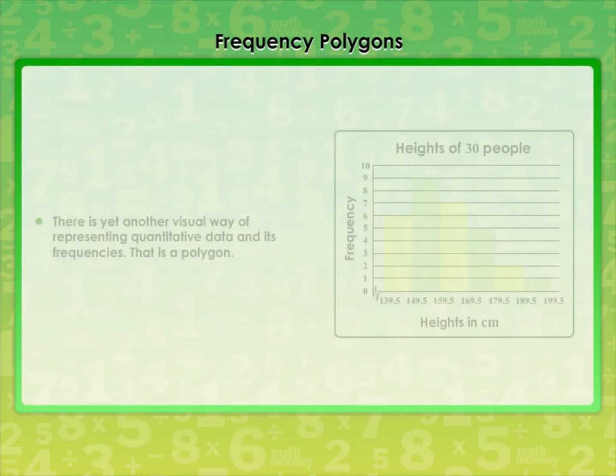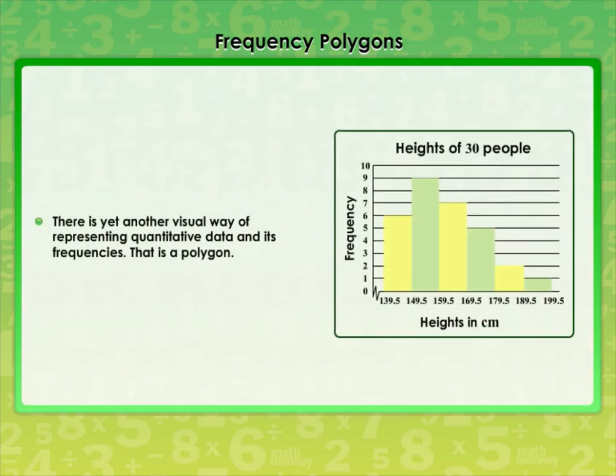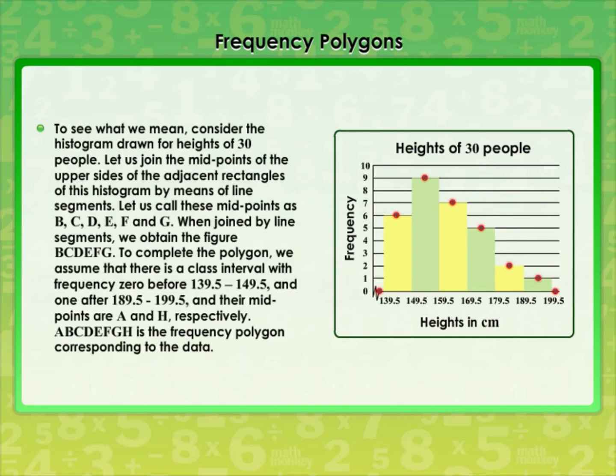Frequency polygons. There is yet another visual way of representing quantitative data and its frequencies. That is a polygon. To see what we mean, consider the histogram drawn for heights of 30 people. Let's join the midpoints of the upper sides of the adjacent rectangles of this histogram by means of line segments. Let's call these midpoints B, C, D, E, F, and G. When joined by line segments, we obtain the figure B, C, D, E, F, G.